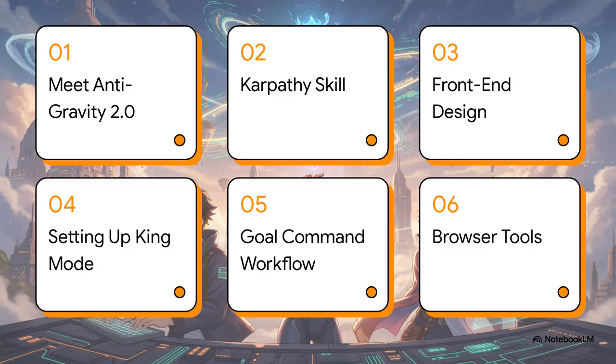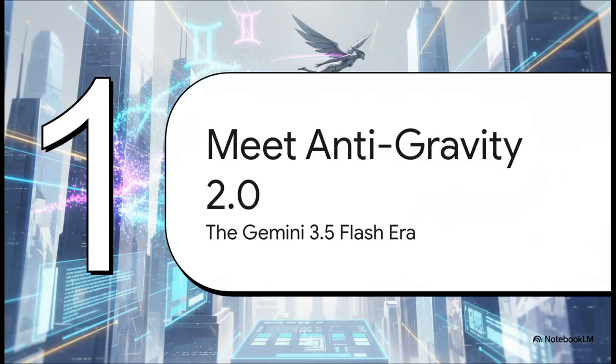So, here's our roadmap for the day. First, we'll meet Antigravity 2.0. Then, we'll install the Karpathy skill, add some front-end design skills, set up King mode, go over the goal command workflow, and finally, configure those integrated browser tools. Let's get to work. All right, Section 1.